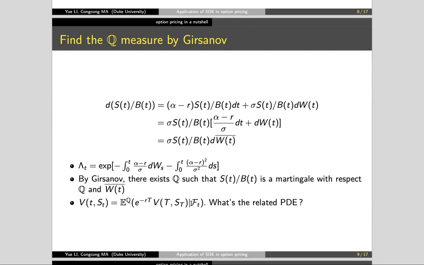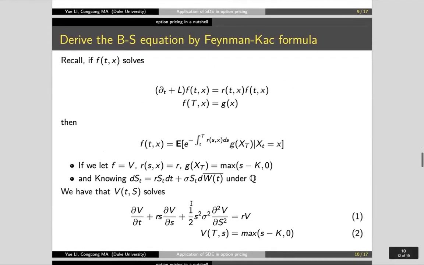So the next natural question is: is there a PDE we can solve for V(t, S) for any t and initial process? The answer is yes. Remember that we have the Feynman-Kac formula. If F solves this PDE, then F(t, x) can be expressed as the expected discounted payoff of G(X(T)). So we let F equal V, let r equal a constant r, and let G(X(T)) equal the final terminal payoff of our option.